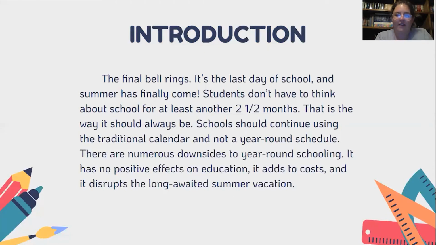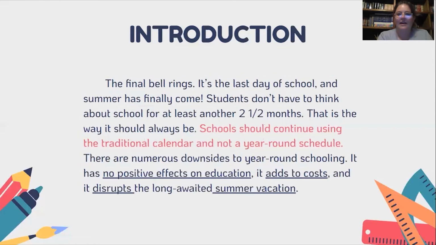Can you identify the author's claim in this paragraph? What about the reasons they used to justify it? As you can see here in pink, we read, schools should continue using the traditional calendar and not a year-round schedule. This is the author's claim. Do you think it's clearly stated? Can you understand what she's saying?